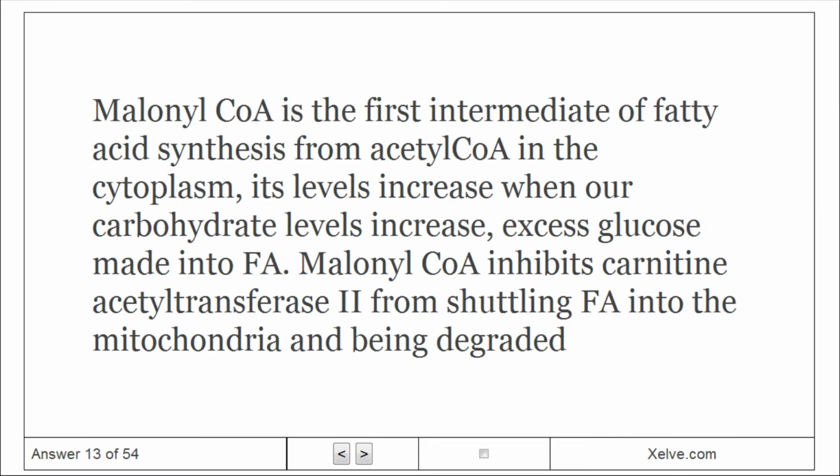Malonyl-CoA is the first intermediate of fatty acid synthesis from acetyl-CoA in the cytoplasm. Its levels increase when our carbohydrate levels increase. Excess glucose is made into fatty acids. Malonyl-CoA inhibits carnitine acyltransferase from shuttling fatty acids into the mitochondria and being degraded.